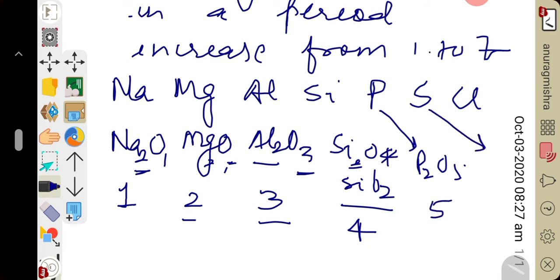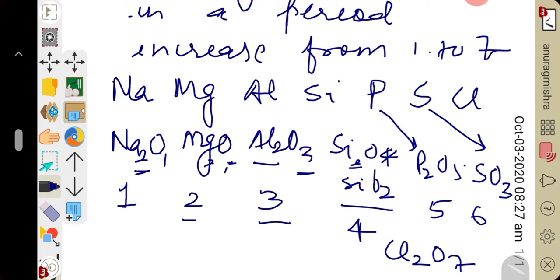Sulfur, you can see here, will form SO3. It will be S2O6, but when you take the common factor it will become SO3. So here valency will come to 6. With chlorine it will form Cl2O7. So you can see here valency is 7, because 7 electrons are present in the valence shell of chlorine. So subscript 7 came. So whenever we talk with respect to oxygen, valency increases from 1 to 7.